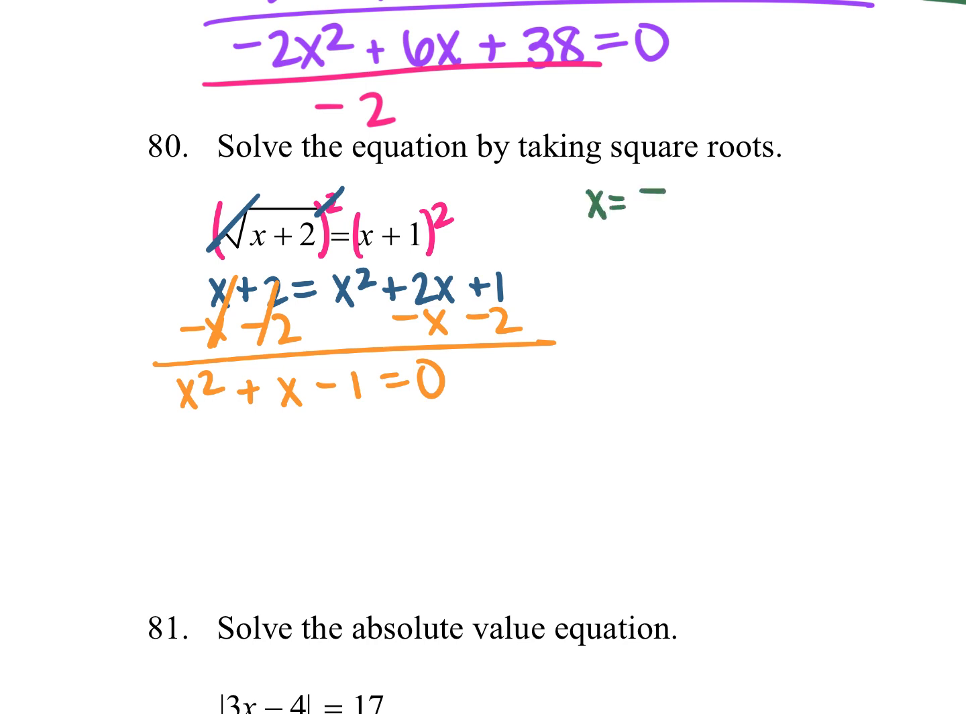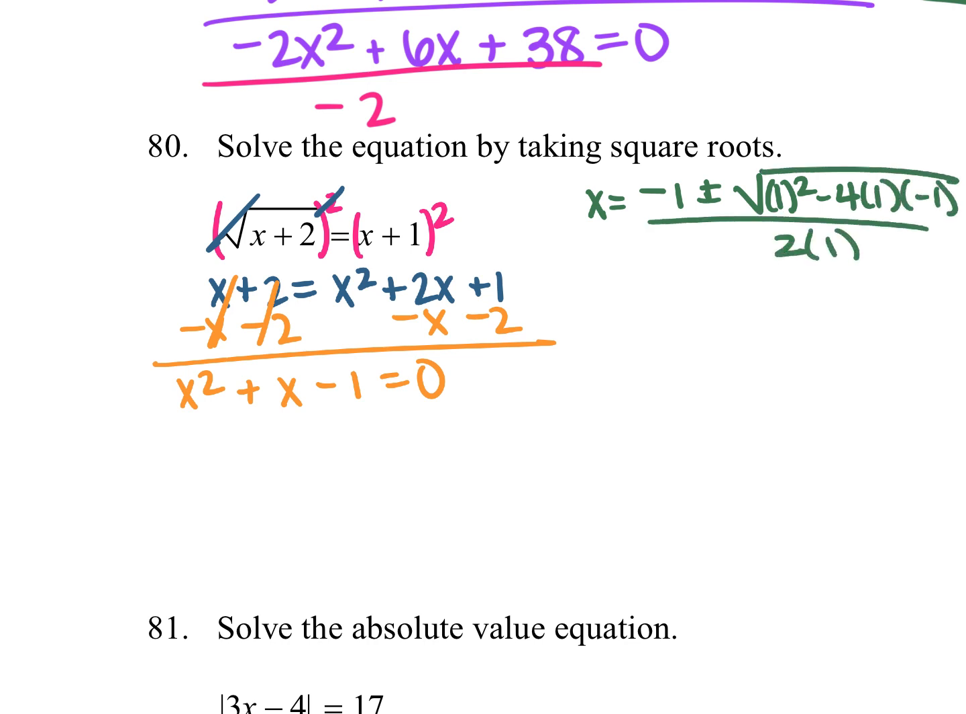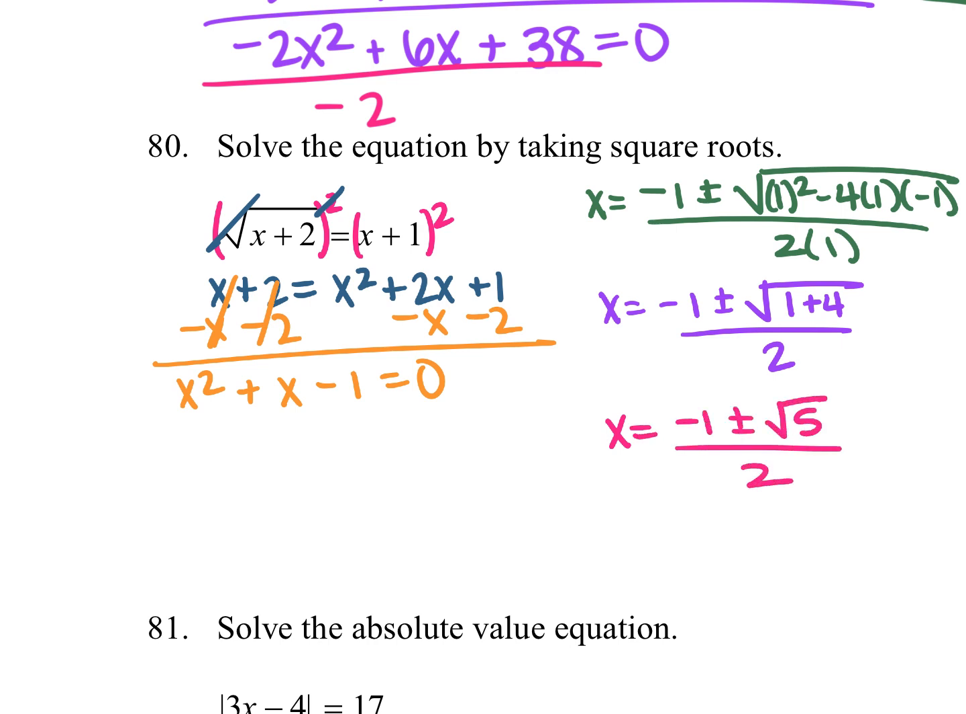X is equal to negative 1 plus or minus the square root of 1 squared minus 4 times 1 times negative 1 all over 2 times 1. So this is negative 1 plus or minus the square root of 1 plus 4 all over 2. The 1 plus 4 is 5, so x is equal to negative 1 plus or minus the square root of 5 all over 2.